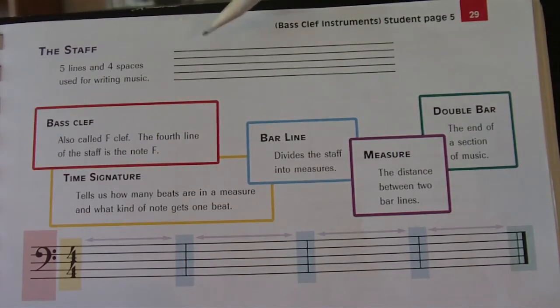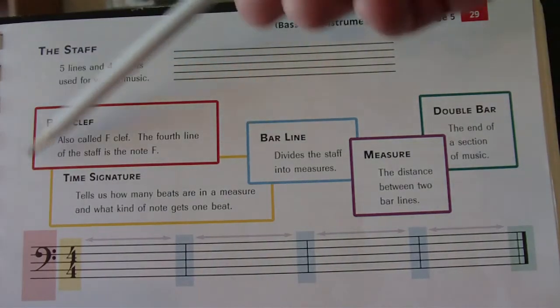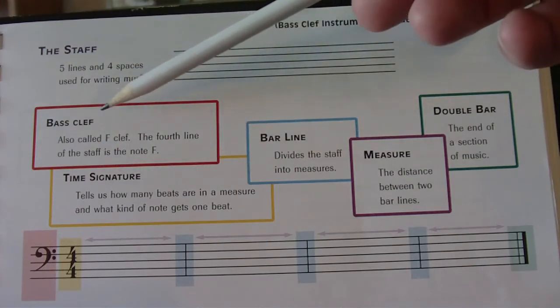So here we are on page 5, and the first thing on the top of the page is the staff. It's talking about these 5 lines here, and in between the lines, the 4 spaces that we use for writing music. That's where we put all of our other symbols and musical terms and things so that we know what we're doing and what to play.